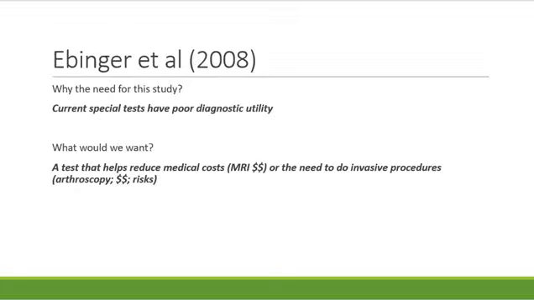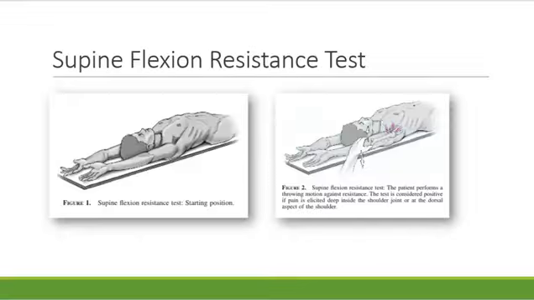So Ebinger again cited the need for this study, that current special tests have poor diagnostic utility. And the need for special tests is there because they may help to reduce medical costs or the need to do invasive procedures. So they came up with the supine flexion resistance test.